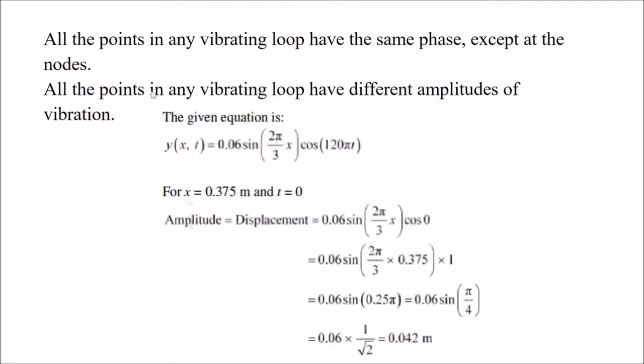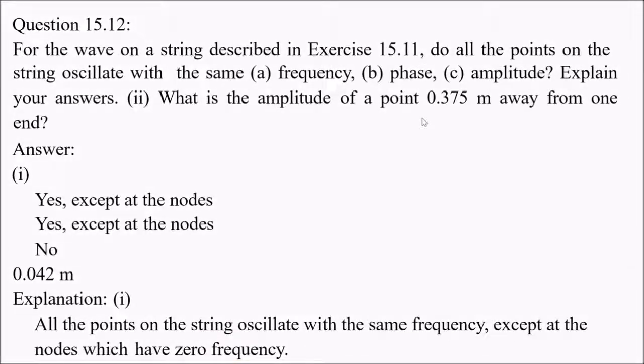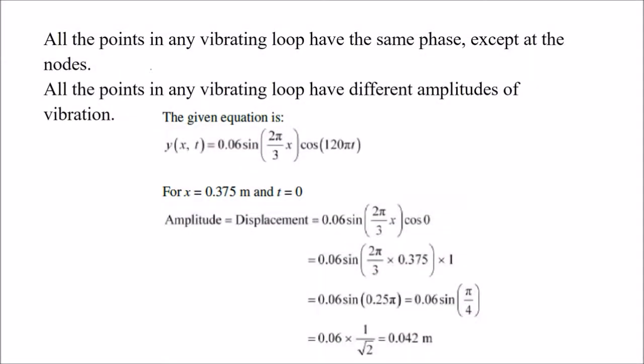Then the second thing being sought here is phase, and then amplitude. All the points in any vibrating loop have the same phase, except the nodes. And third, all the points in any vibrating loop have different amplitudes of vibration. You can just check here. You just draw and you'll see what is happening. At every point the amplitude is different, this point amplitude is different.